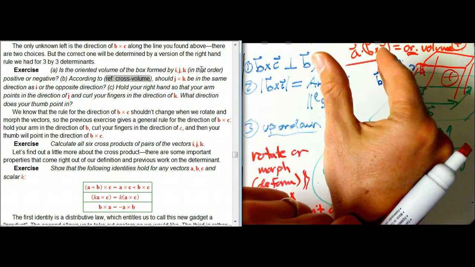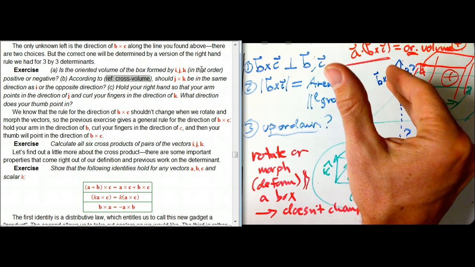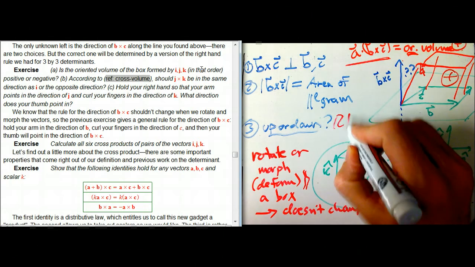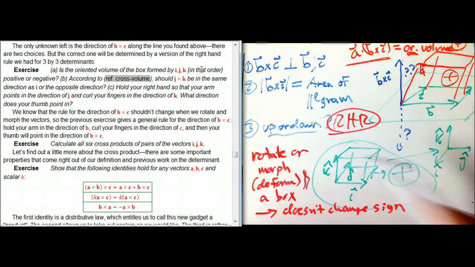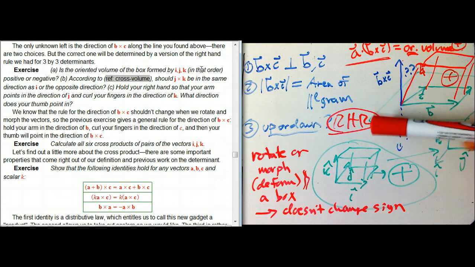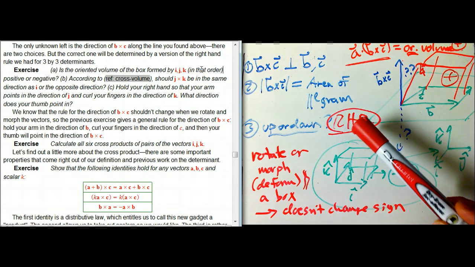If this is B, your right hand, and your fingers are C, then your thumb is going to be B cross C. Okay, so that's going to be the right-hand rule. So now that's all the geometric description. This is the traditional full geometric description of the cross product.